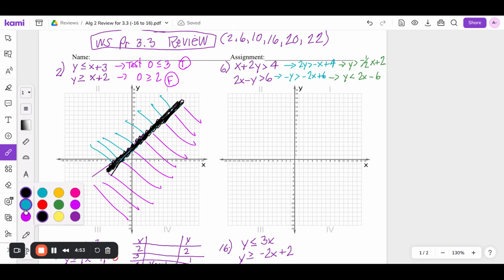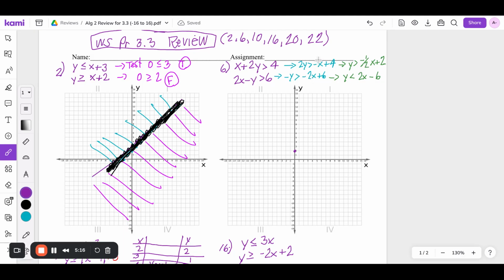So for the first line, I already did some of this work for you. You do have to solve this equation for y so that you put it into y-intercept or slope-intercept form, okay? The y-intercept is 2, and my slope is negative 1 over 2.